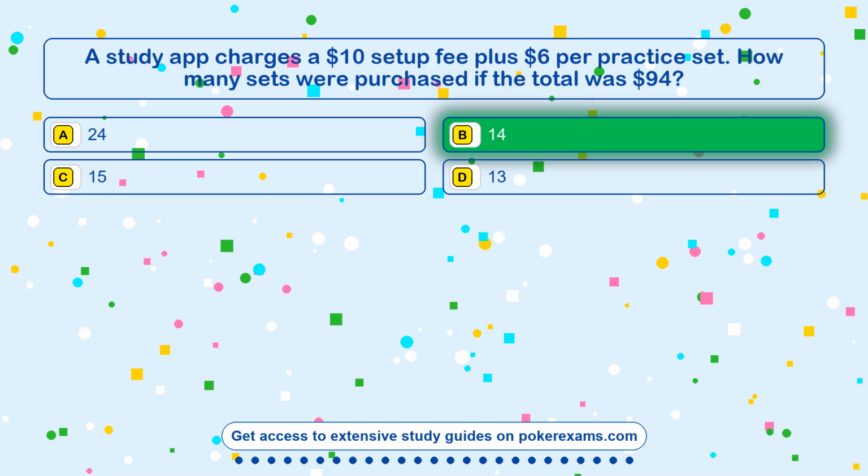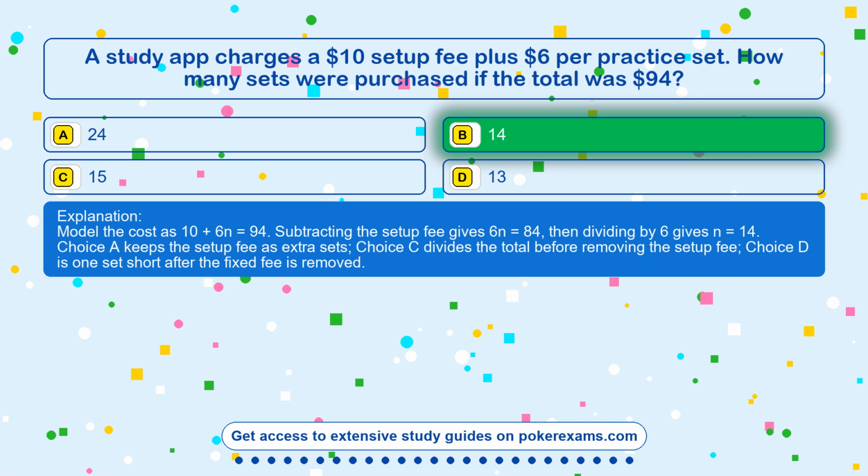The correct answer is option B, 14. Model the cost as 10 plus 6n equals 94. Subtracting the setup fee gives 6n equals 84, then dividing by 6 gives n equals 14. Choice A keeps the setup fee as extra sets, choice C divides the total before removing the setup fee, choice D is one set short after the fixed fee is removed.